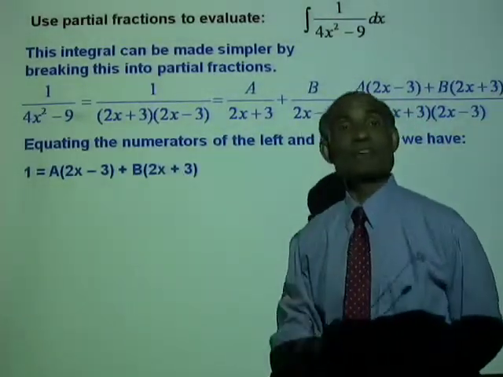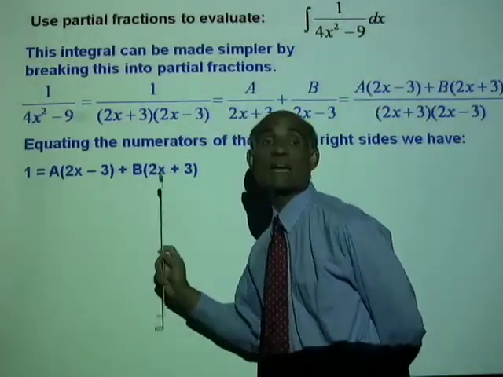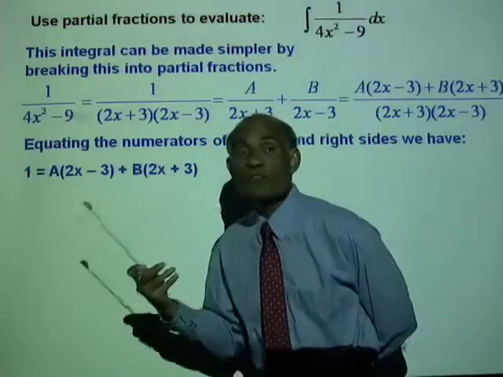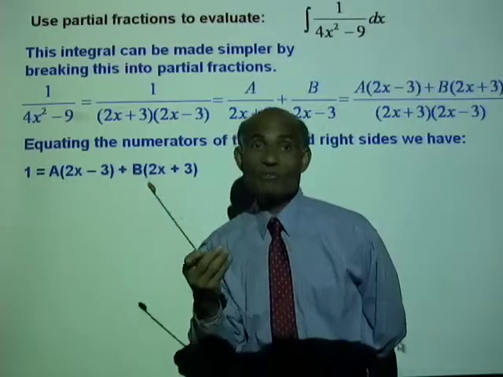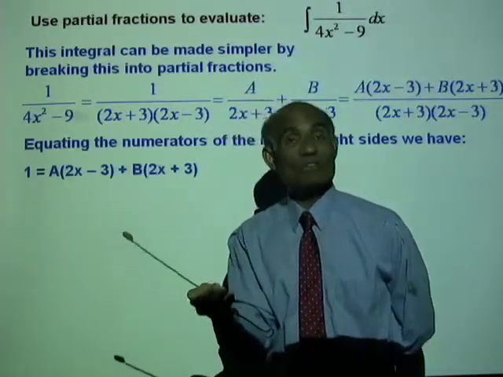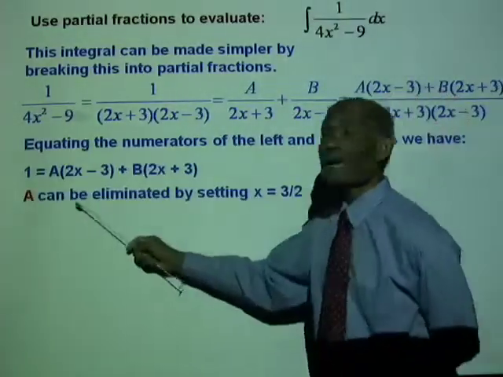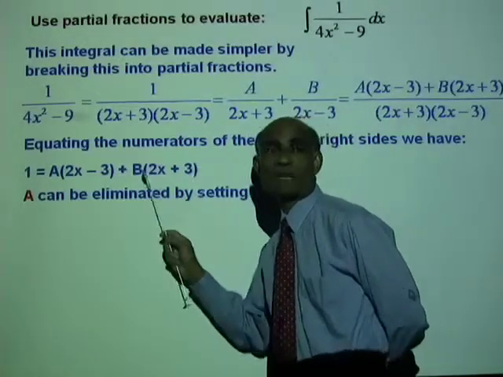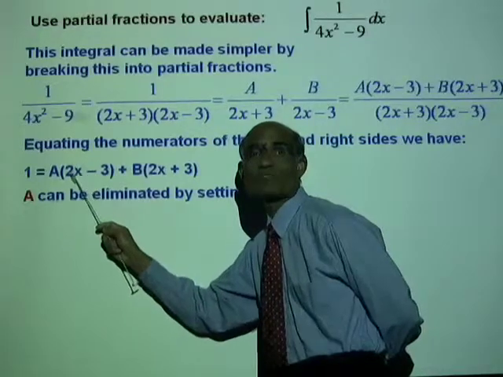Alright, what's the next step? Our aim is to find the values of a and b. That means find appropriate values of x. This is an identity. Find appropriate values of x that will reduce either a to 0 or b to 0, so that we can... Alright. Now a can be eliminated by, tell me, I'm covering that value here. A can be eliminated by choosing x equal to what?